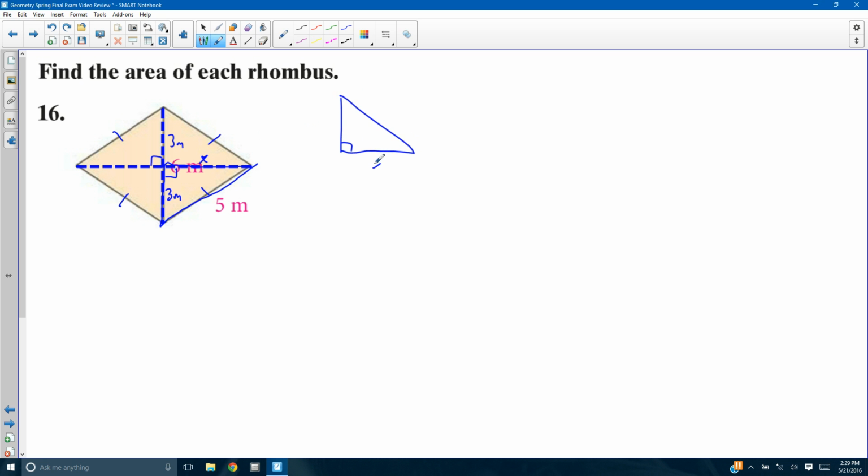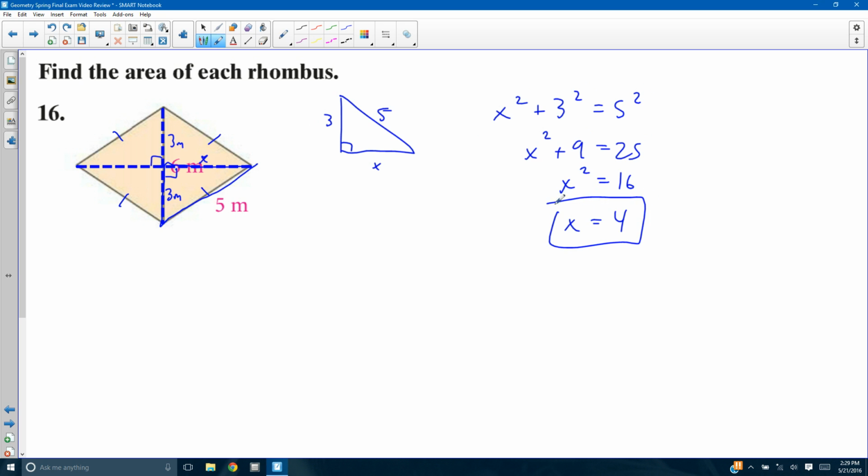Let me redraw this one more time here. 3, x, 5. And if you didn't believe me with the 3, 4, 5, go ahead and try it for yourself. a squared plus b squared equals c squared. X squared will give you 16. And take the square root, x gives you plus or minus 4, but because we're talking about distance, it's just going to be positive 4. So there's x.